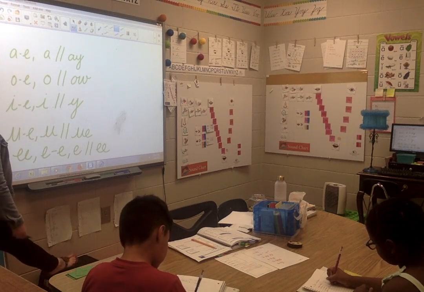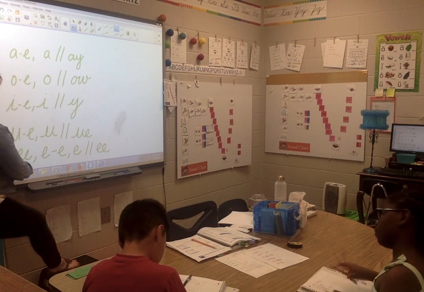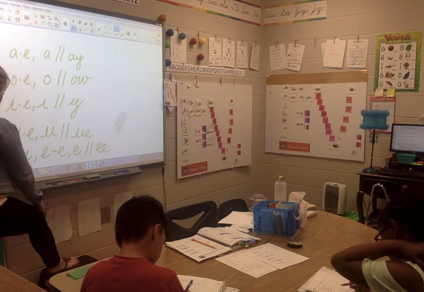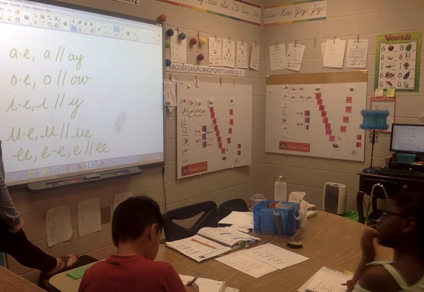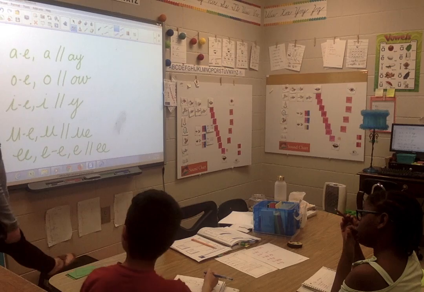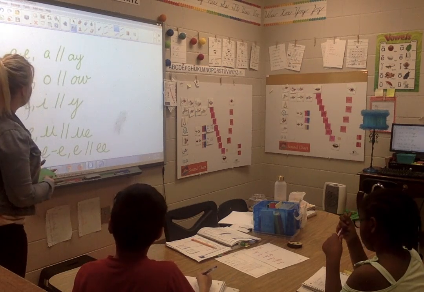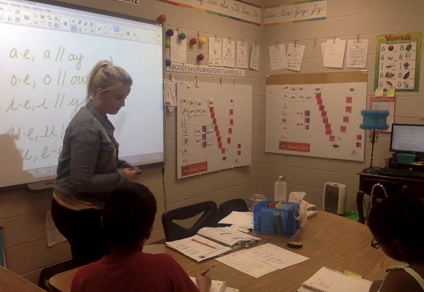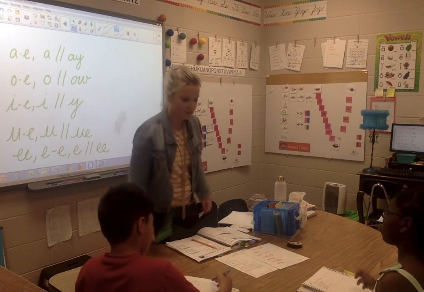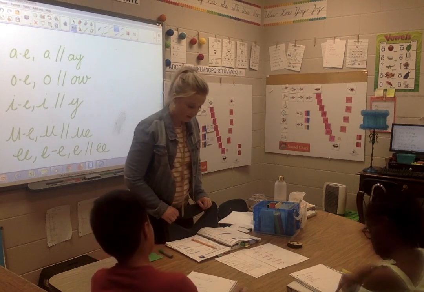E. Nice job. So, digraph E like feet. E consonant E as athlete. E as in meter. And then you got digraph E as well, like at the end of tree. That's all of my three vowels here that I chose. Okay, nice job. Your cursive is looking much better as well. You guys have been practicing.